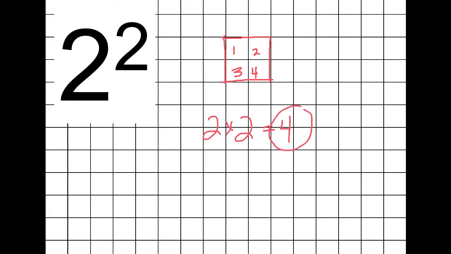And so we know something about the number 4. The number 4 is called a perfect square. And in the perfect squares, they are whole numbers when you multiply the whole number by itself. So just how we have 2 times 2, the product is going to give us a perfect square.